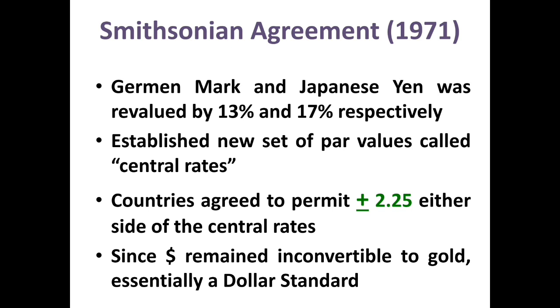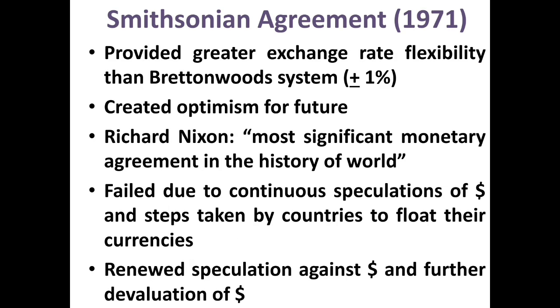It can be remembered that the dollar was still inconvertible to gold after the Nixon shock. So essentially it's a dollar standard. It provided more flexibility, because the Bretton Woods system allowed only a 1% change in the exchange rate or par value, and it created optimism for the future. Richard Nixon said that it was the most significant monetary agreement in the history of the world. But it failed due to continuous speculation against the dollar as well as steps taken by a number of currencies when they began to follow a freely floating exchange rate system.